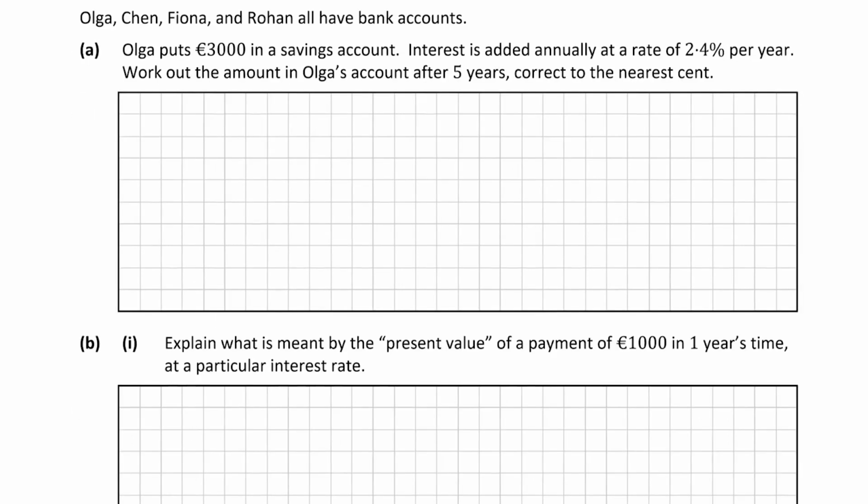We're told that Olga, Chen, Fiona and Rohan all have bank accounts. Olga puts €3,000 into a savings account. Interest is added annually at a rate of 2.4% per year. We're asked to work out the amount in Olga's account after 5 years, correct to the nearest cent. So to answer this question, you need to use a formula, which many of you might know off by heart, but it's also in the log tables.